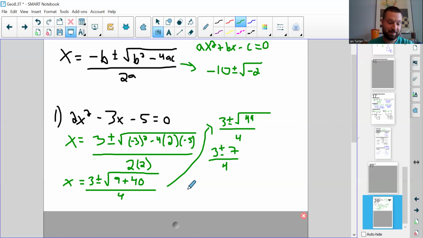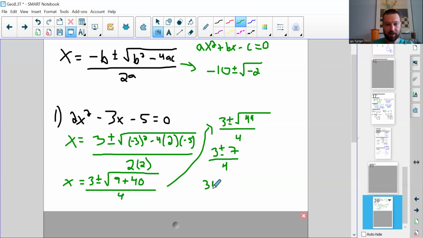Your quadratics, you can get 2, 1, or 0 answers depending on what's in the discriminant, right? So if you get a 0 in here, you're going to get 1 answer. If you get a positive number, you're going to get 2 answers. You get a negative, technically, you get no real solutions, but there's imaginary solutions.